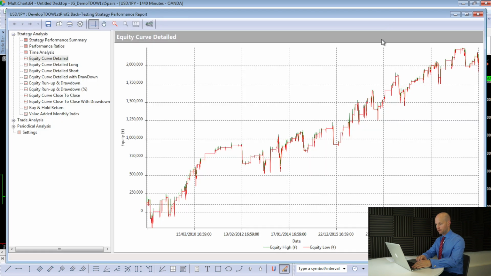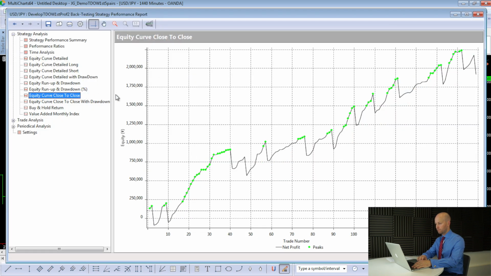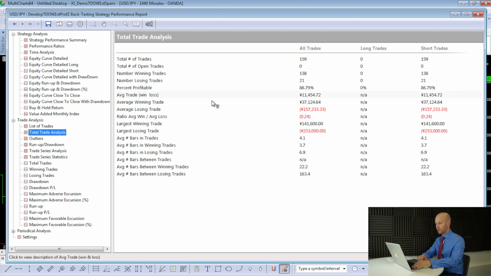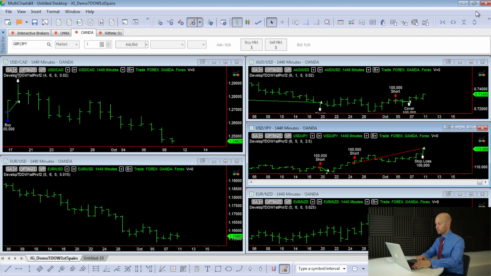There's the equity curve, which is quite nice. That's the close to close equity curve. Green dots show new highs in the equity. And total trade analysis, we can see we got a percent profitable of just over 86%. Average trade of 11.4 pips or 11,400 yen. Okay, so let's move on to the next one.